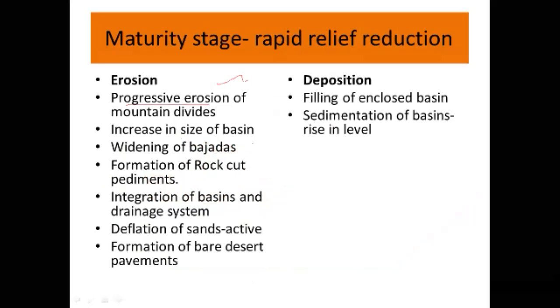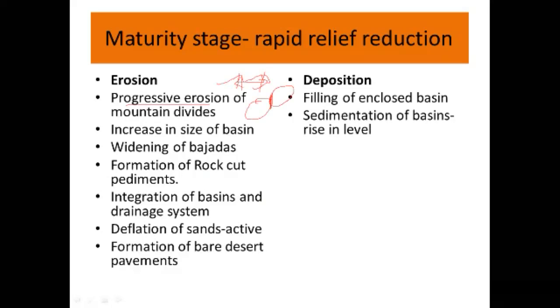So as I said earlier, the mountain divides, so there is a reduction in the mountain divides. It was wider earlier in the youth phase. Now it's reduced. The two or more basins are separated by what we call the water divide. This water divide is reduced significantly, and because of that the water basins get expanded. Widening of the basins happens here, increasing their size.